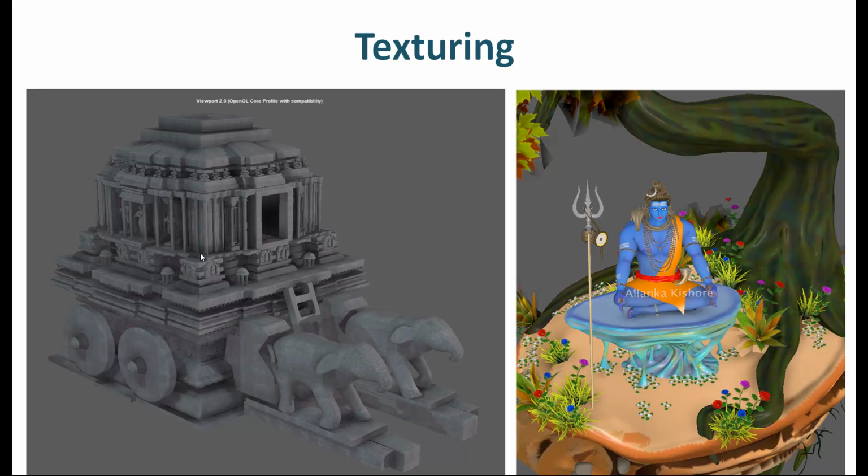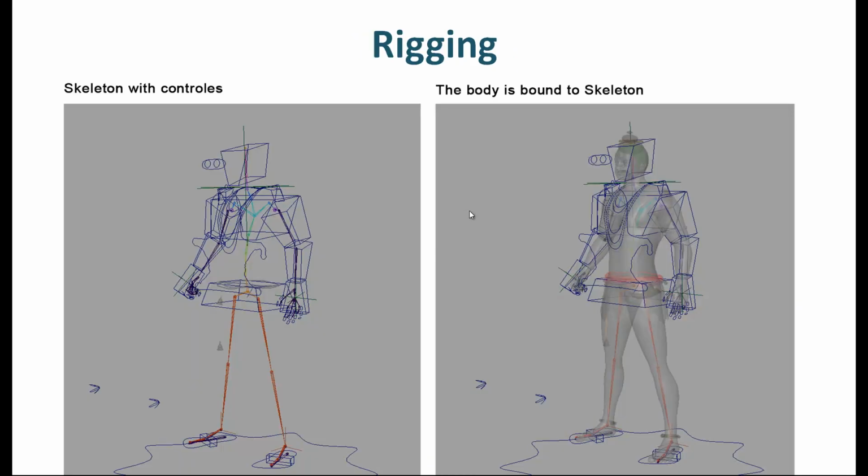In the texture department, we can define which is steel, which is plastic, gold, silver, and which is shiny, which is non-shiny, which is reflective, which is non-reflective, which is transparent, which is non-transparent. All this kind of stuff we can define in the texture department. Once you're done with the texture department, then the file will move to the rigging department.